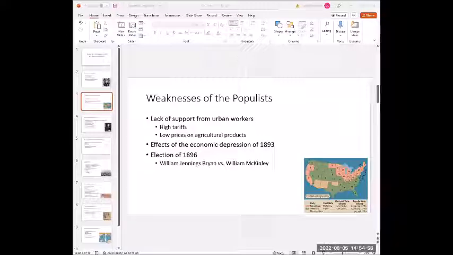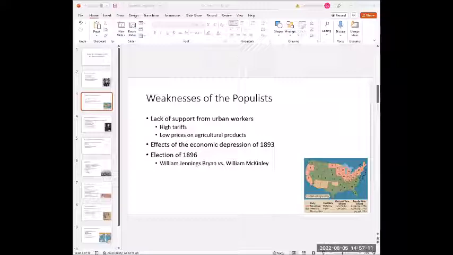But most creditors, people who are giving out loans, only wanted to accept gold at the time, right? Because it has a higher value. The farmers wanted silver to be coined because that would be easier for them to get access to. They could pay their bills, they could pay off their loans. So because of these issues, the urban workers didn't really get behind the platform of the populists, and that's going to hurt them. It's going to weaken their movement.